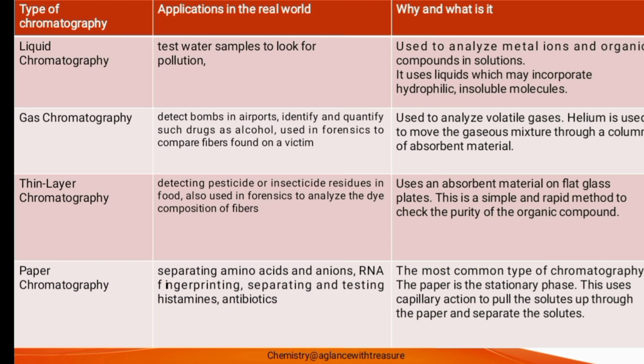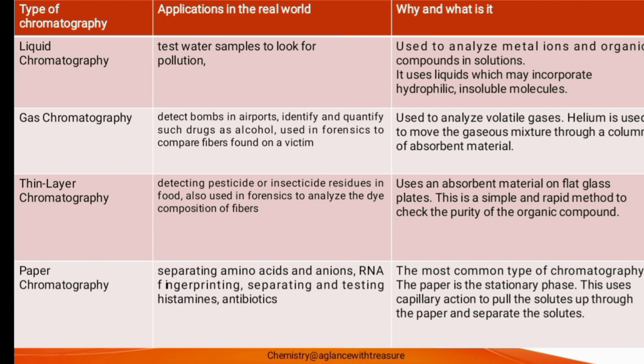Then the next is thin layer chromatography, used in detecting pesticide or insecticide residues in food. Also used in forensics to analyze the dye composition of fibers. Why and what is it? It uses an absorbent material on flat glass plates. This is a simple and rapid method to check the purity of the organic compound.